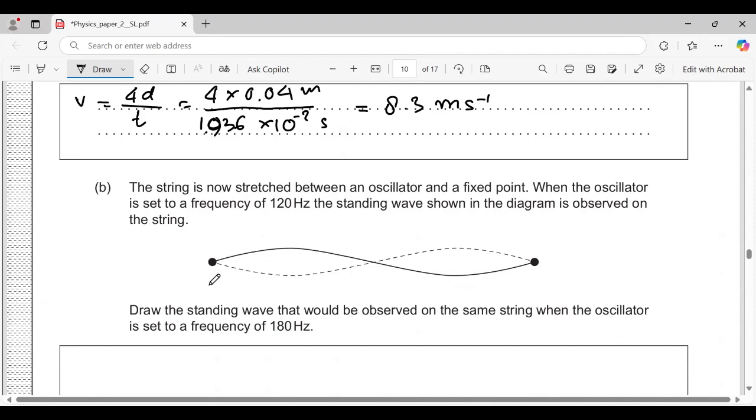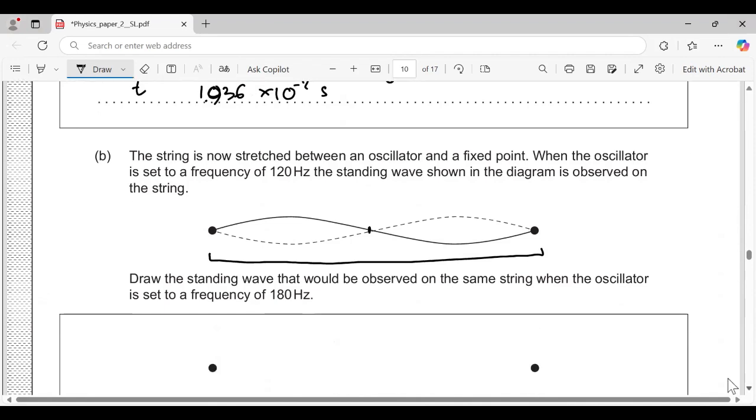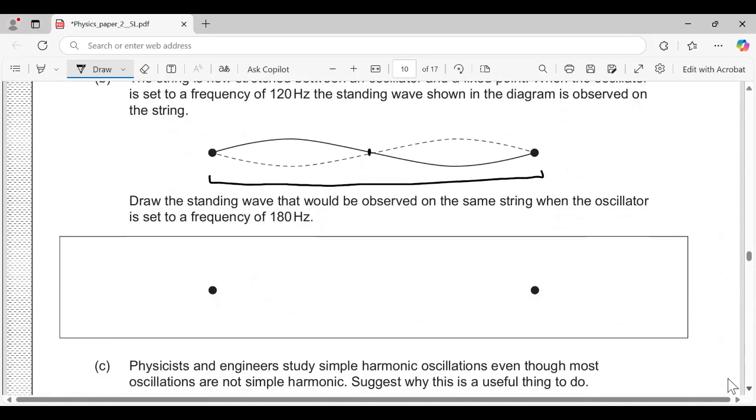So from this point to this point is 120 Hz. So it means this point is 60 Hz. So if 180, it means there are three 60 Hz. So I will divide it into three parts. From this point to this point is 60, 60, and 60. Complete 180. Okay. Next.